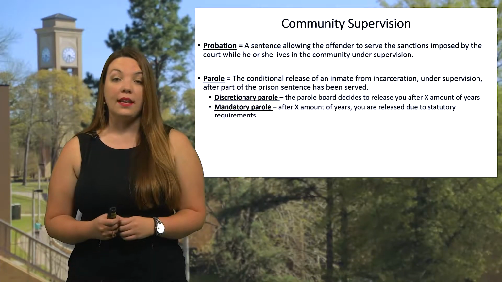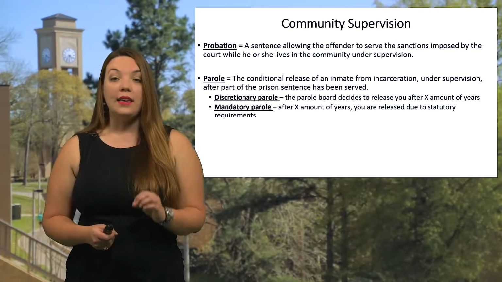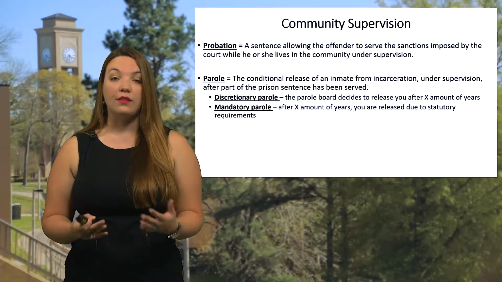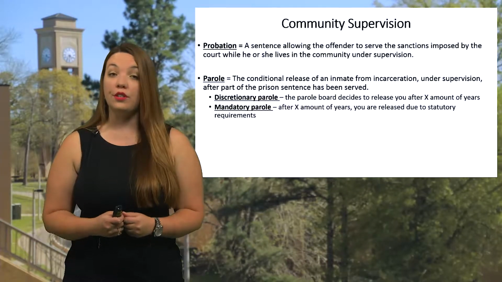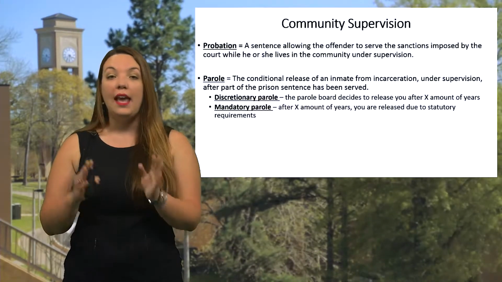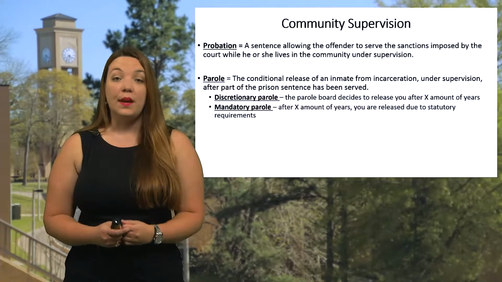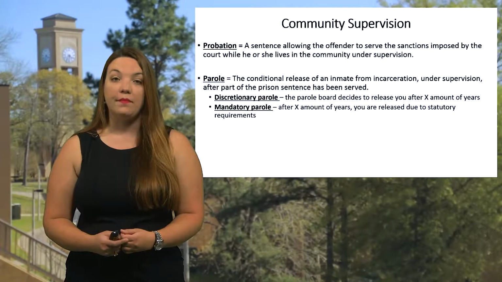Some individuals are sentenced to probation after their incarceration sentences as a way to keep track of them once they are released from prison. But in order to do this, the court must sentence the offender to both an incarceration and a probation sentence at the time of their sentencing. They must be delivered simultaneously.